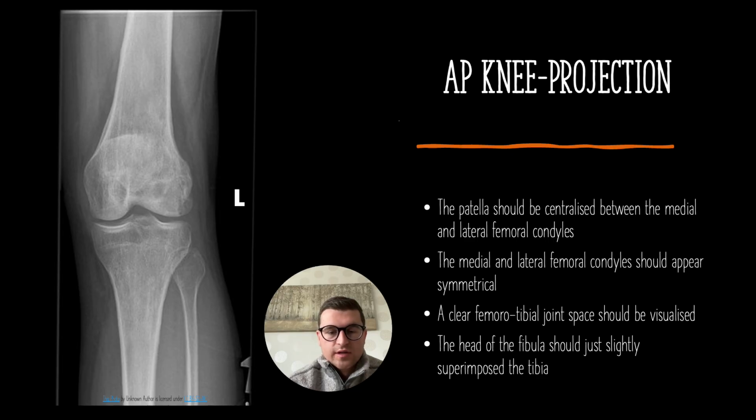The condyles should also appear symmetrical, so we're looking at the lateral condyle and the medial condyle. Do they look the same? We should have a clear femoral tibial joint space, and the head of the fibula should just slightly superimpose the tibia, which it does here. So in terms of this, it's not bad, but we could improve it by bringing that patella laterally, and we're going to achieve that by externally rotating the leg.